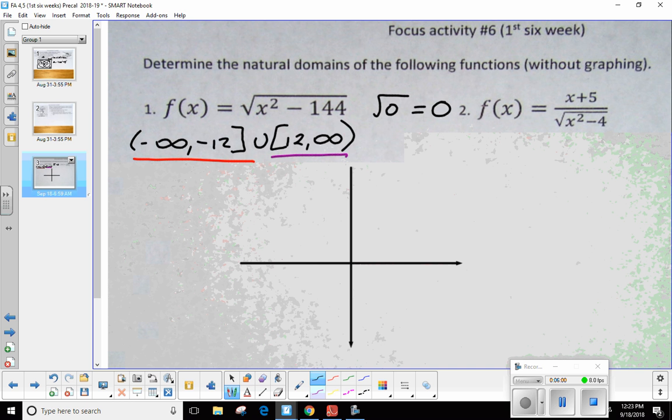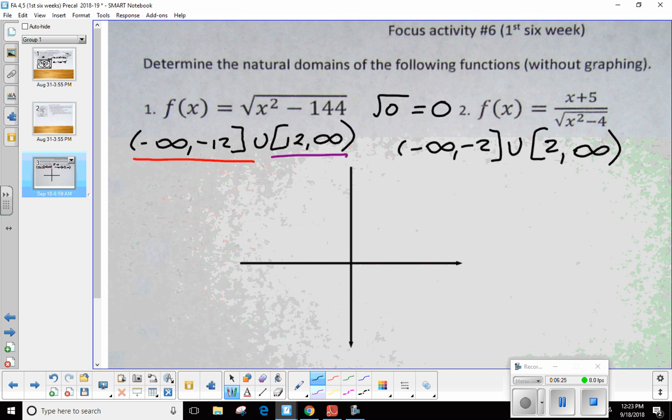Okay, it's a difference of squares, just like the previous one. In fact, that's where x squared minus 4 would cross the x-axis. So does anybody think they know what the domain would be? Okay, so negative infinity to negative 2, bracket, union 2, bracket, to infinity.